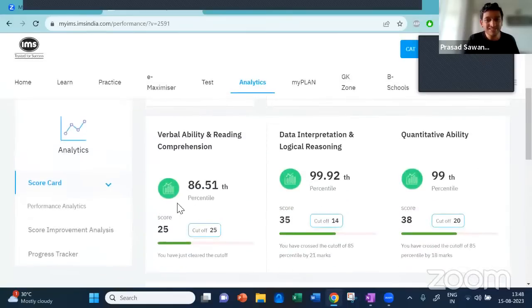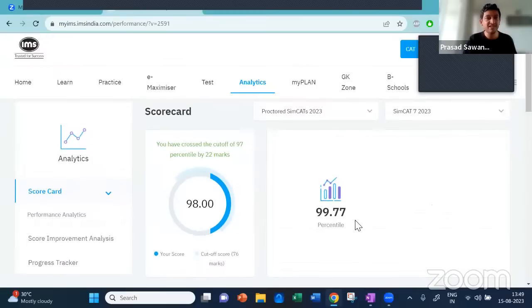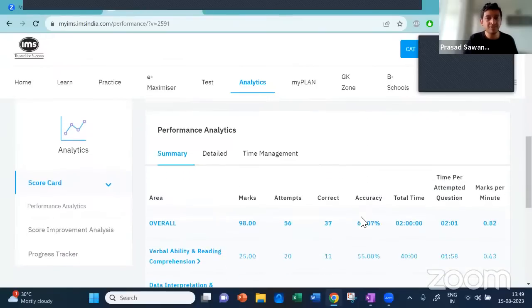A couple of questions. Yeah, verbal, though, obviously 86.51 percentile. 25 I barely met the cutoff, so that is something which is fine. In terms of LRDI, 99.92, 35 was the score. So again, I think that estimate was fine. Verbal, I think I overestimated my ability. And quant was 38, right? So quant, I think again I messed up a bit. So 99 could have been slightly better. 99.977 overall, which is fine.